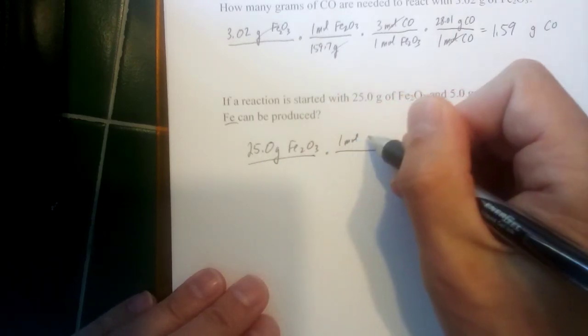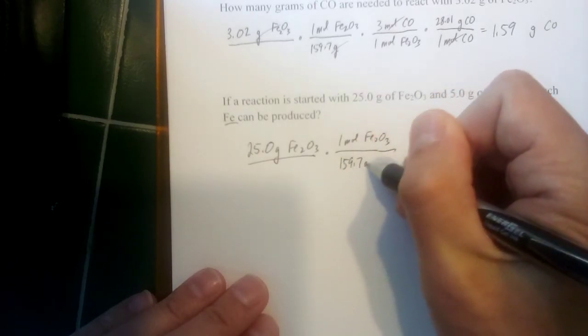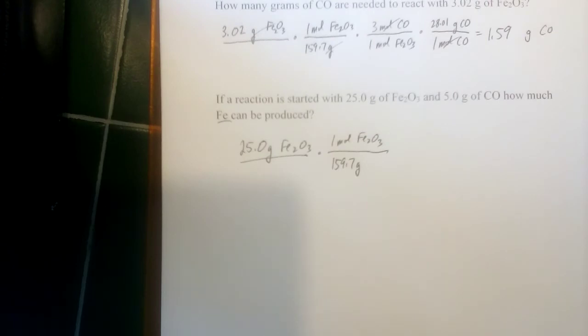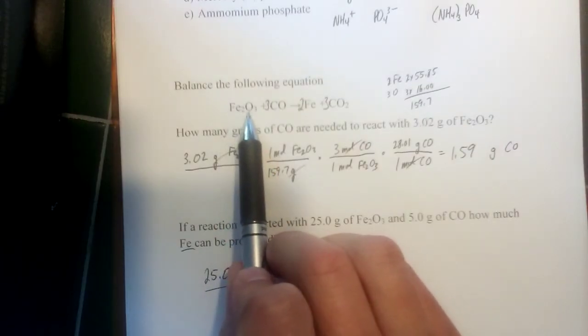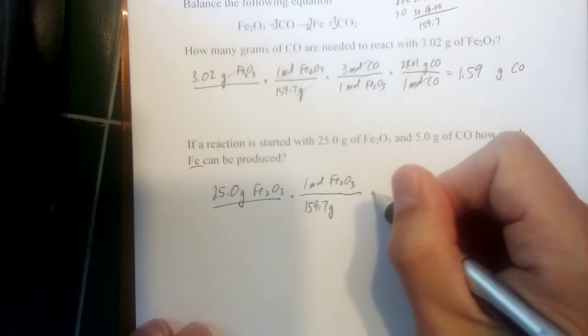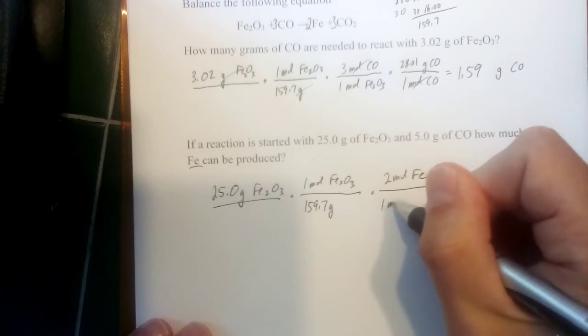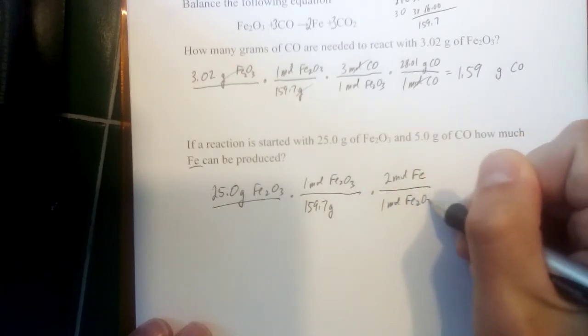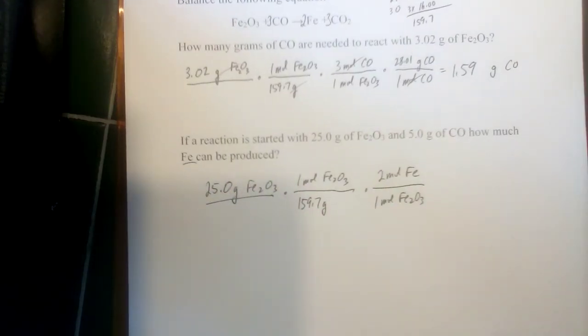So starting from mass, I want to go to moles. Now we just calculated that molar mass, so that'll help with this problem. It's 159.7 grams of iron 3 oxide per mole. Since we're trying to make iron, right, back to the balanced equation, 1 mole of the iron 3 oxide will produce 2 moles of iron. So 2 moles of iron are going to be produced for every 1 mole of iron oxide that reacts. Now, how much? That's a little bit of a nebulous way to write the question, because moles could be a quantity of how much is produced.